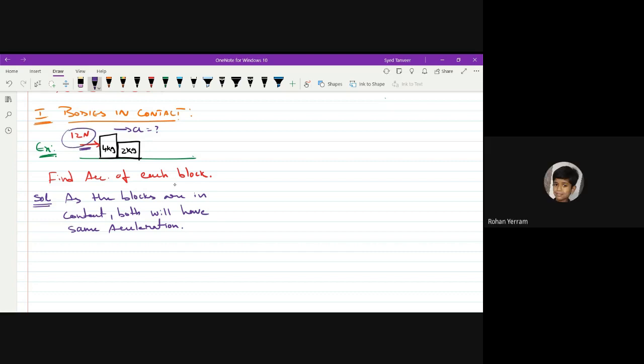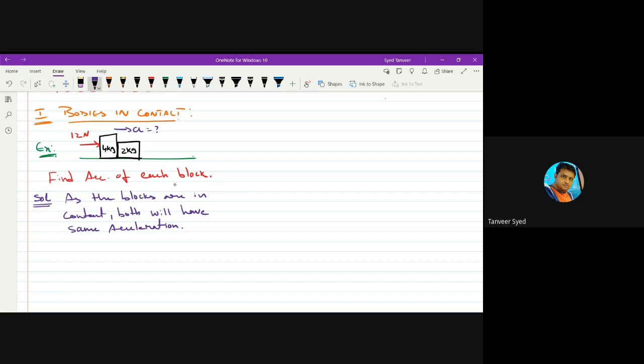The 4 kg block, sir. How can the 4 kg block push the 2 kg block? This 12 Newton force is responsible for the acceleration of the 4 kg block, because it is applied on it. Understandable. But who is accelerating the 2 kg block? You are not pushing the 2 kg block directly. The 4 kg block is pushing the 2 kg block.